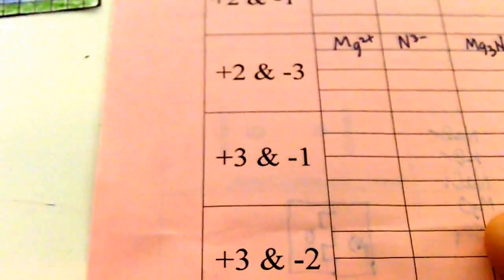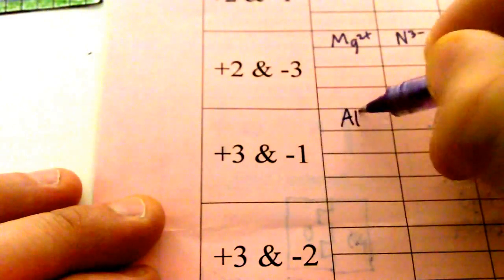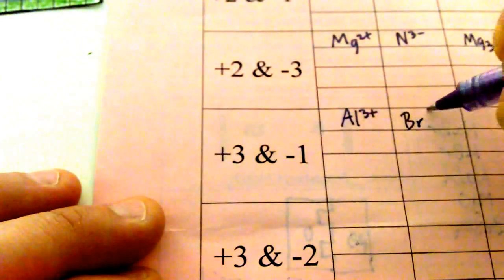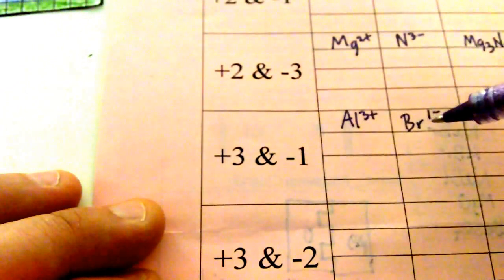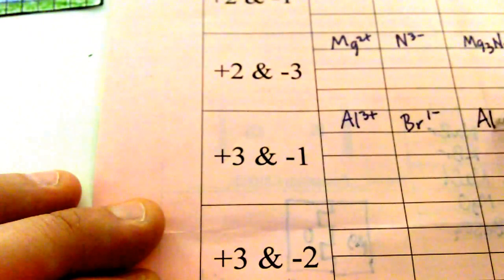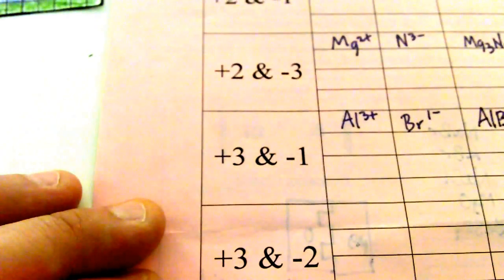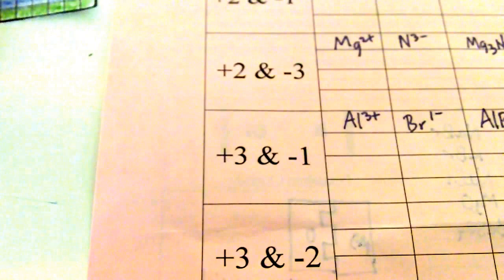So our +3, that's the aluminum, so Al 3+, and our bromide, Br 1-. The 3 becomes the subscript for the bromine. The 1 becomes the subscript for the aluminum, which is not written. So we're left with AlBr3. So aluminum bromide is what that one's going to be.